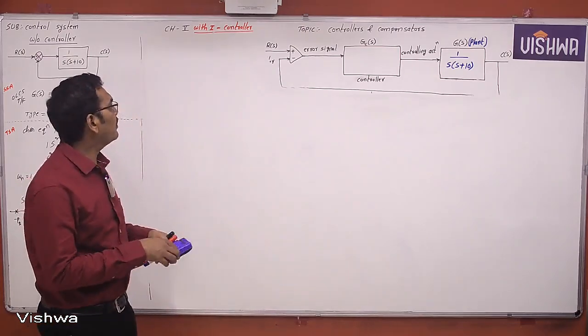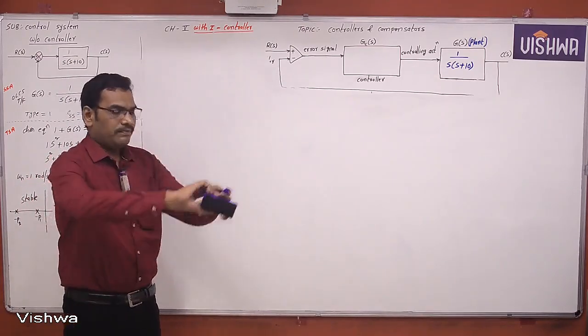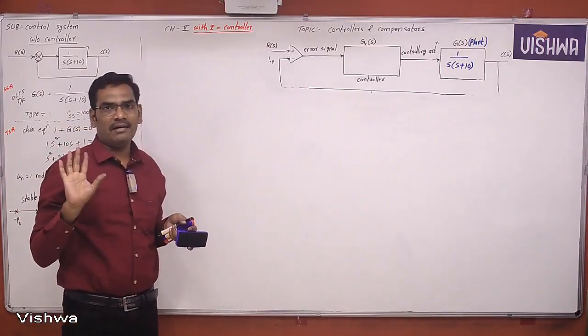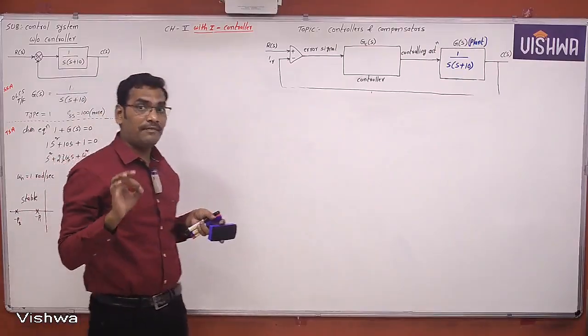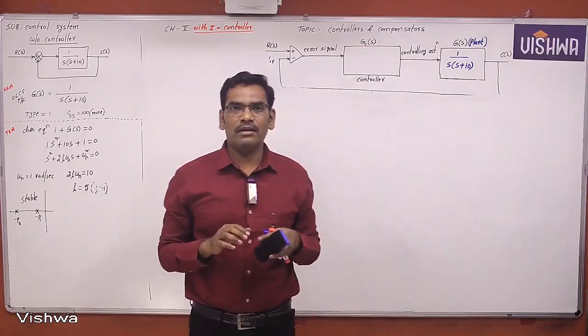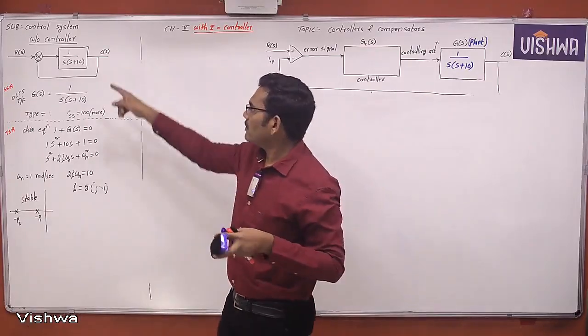Okay, students, now we will see the I controller. You know the I controller will produce a gain and one pole at origin. Now we will see the effect of the I controller. If you want to understand the complete behavior of the I controller, first, without the I controller, this is the plant I am taking.